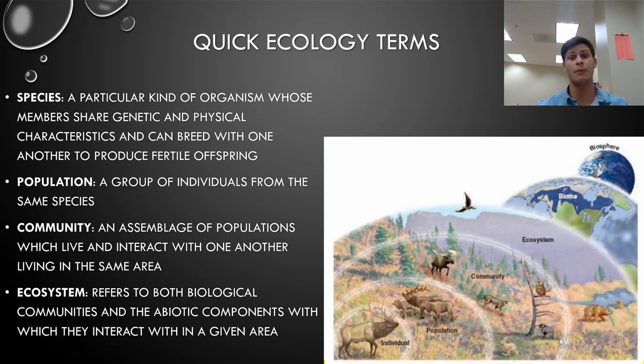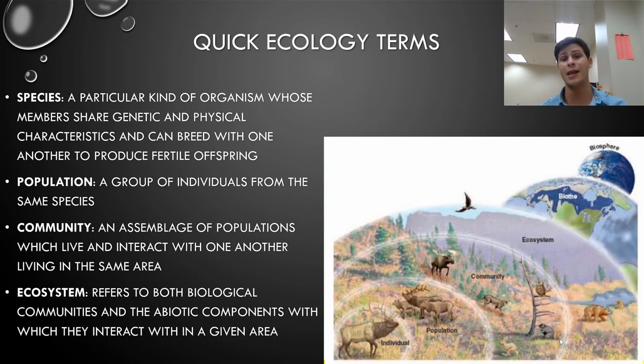Moving a little bit broader in scope, a community is defined as an assemblage of populations, so an aggregation of multiple populations, and we're looking now at different species and multiple individuals within each species that live in the same area and interact with one another in that same area. So we started with our single organism or our species, then we moved to the population of that species. Now we are at the community level, which has multiple populations for different species in the same area.